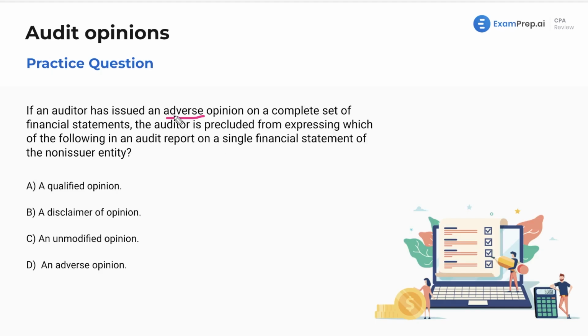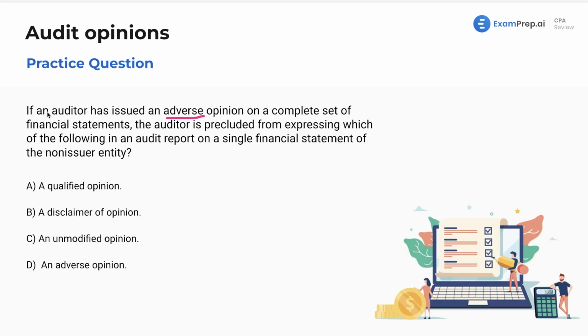What it's saying is we have an adverse opinion overall on the balance sheet, income statement, and cash flows as a whole. That's the first part. Then the auditor is precluded, meaning the auditor is not allowed to give which opinion on a single financial statement of the entity. If overall we have a bad opinion on the overall financial statements, we are not allowed to give an unmodified opinion on one specific financial statement.